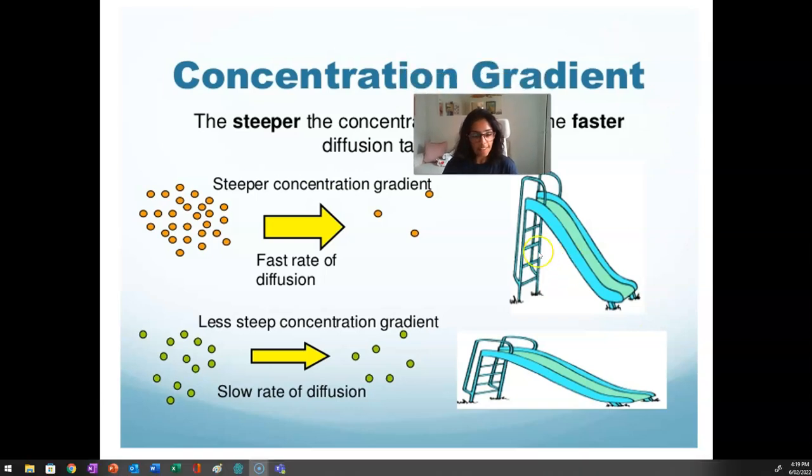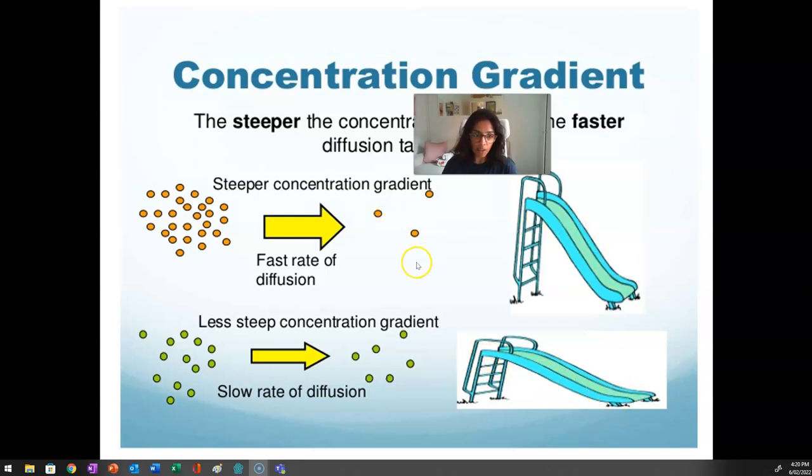Okay, so this little cartoon here is just to remind you that diffusion will take place much faster if you have a steeper or higher concentration gradient. It's a bit like being on a slide. If you have a slide that's really high up, you're going to go down that slide really quickly because you go from a high area to a low area. If that slide has got less of a gradient on it, you won't go down as fast. You'll still move, but it will take much longer compared to this slide up here.